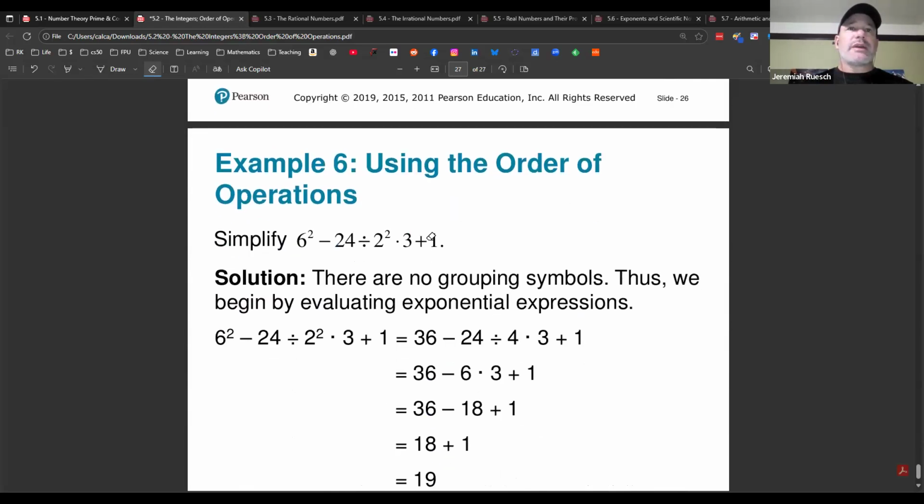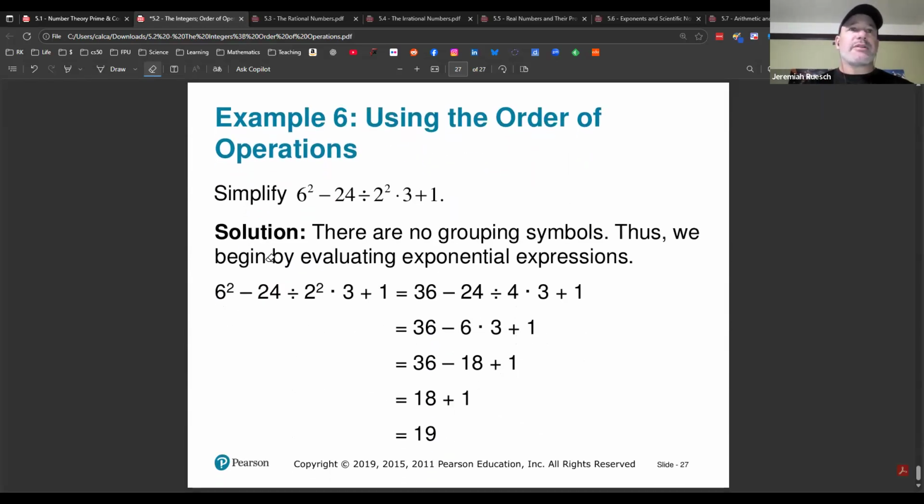All right, so let's look at this in the order of operations. In this case, there are no parentheses, so what I'm going to look for is any powers. I see a 6 squared and a 2 squared, so I'm going to get 36 and 4. It's the first thing I'm going to do.